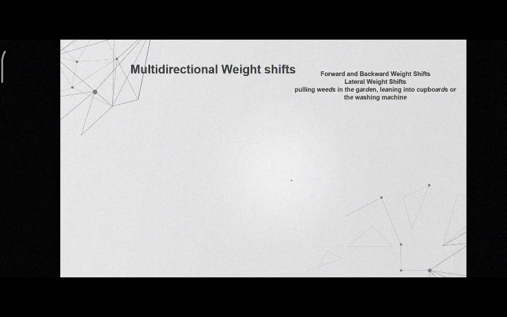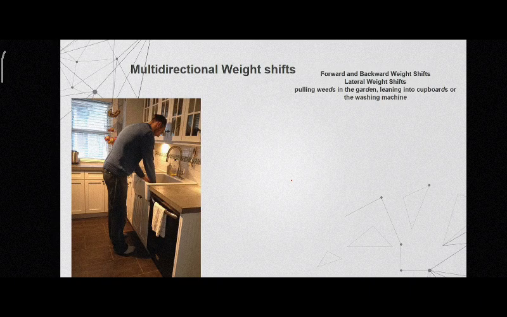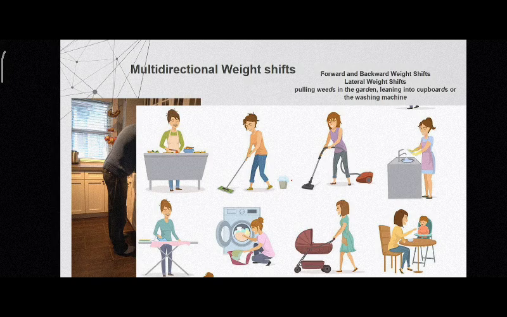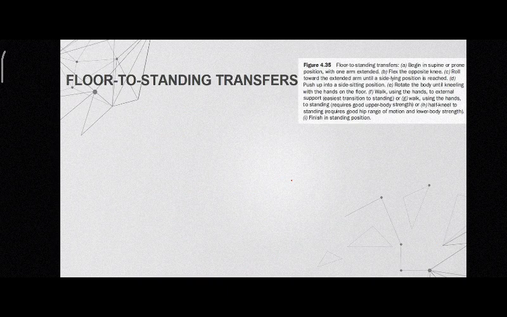Then coming to multi-directional weight shift, in which they have to start bending forwards and backward. They have to do the lateral weight shift, in which they are just moving to the right side and they are picking up any object, like pulling up, cleaning the garden, cleaning the cupboards, and using the washing machine. So these all things are mandatory for the patient if they are able to do the other things. So this is known as multi-directional weight shifts.